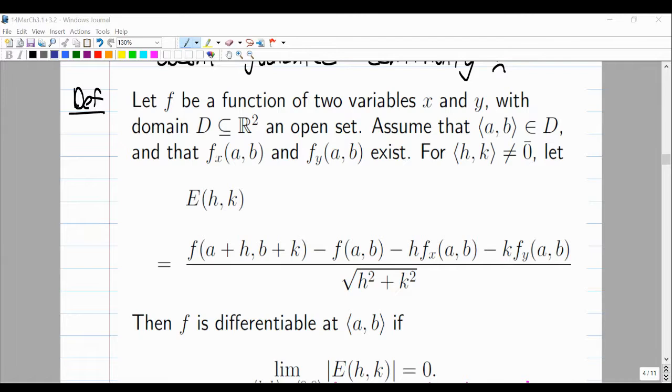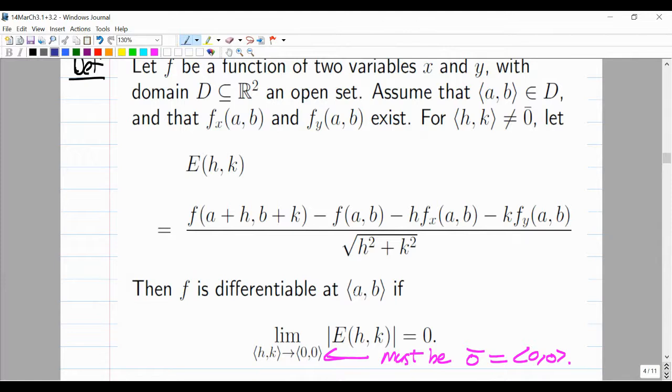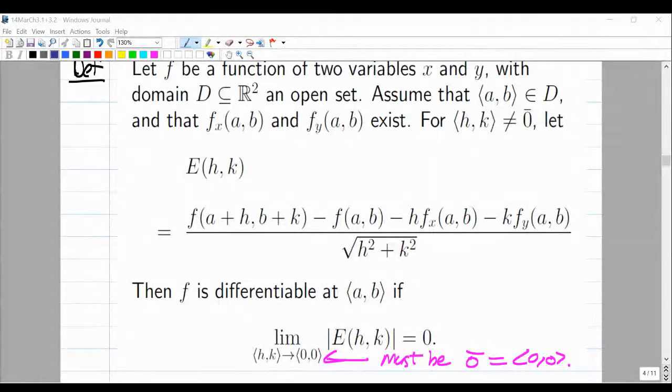All right, now we get to complete the definition. f is differentiable at this point if and only if the limit as (h,k) approaches the origin of the absolute value of the crocodile is equal to zero. So if f is differentiable, then the limit of the absolute value of the crocodile is zero. And if the limit of the absolute value of the crocodile is zero, then f is differentiable at that point. Are there any questions on the definition? For now, don't question the definition. Just make sure you understand what the definition is saying.